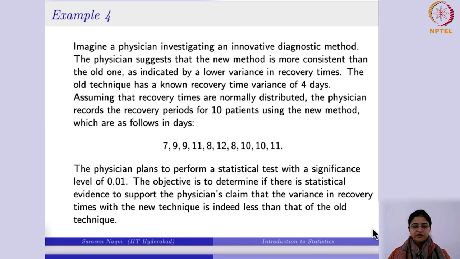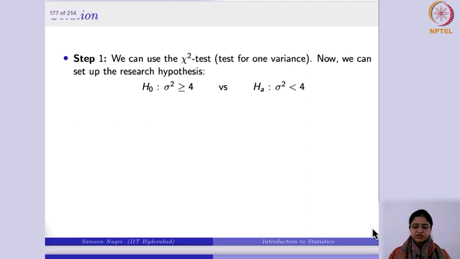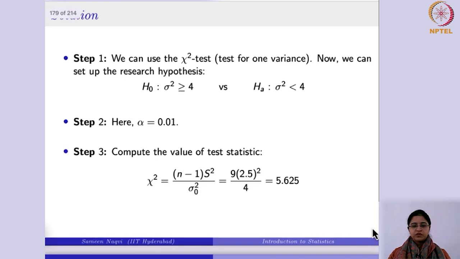So you have to find whether it is actually less than that. That is why sigma square less than 4. That is, we are dealing with the left tail test. And this value 4 is the hypothesized value which is given to us. Alpha value is given. Now you can calculate the test statistic.